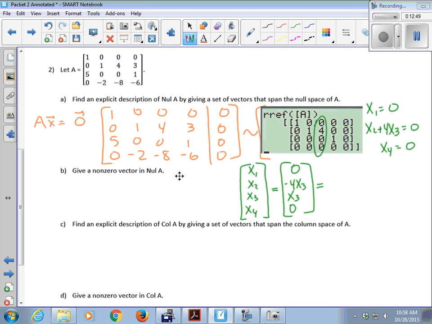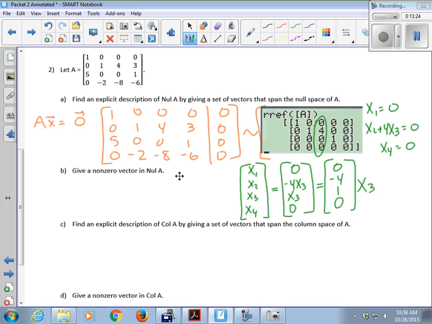And now pull out the parameter. Pull out the free variable as your parameter. So I'm going to rewrite what I have here with an x3 outside. It's just like factoring. And I'm going to have 0, negative 4, 1, 0. And that's what my whole solution set looks like. These are all the x's. These are all the vectors that get sent to the 0 vector when you multiply by A. They are multiples of 0, negative 4, 1, 0. Because x3 is free, it can be anything.